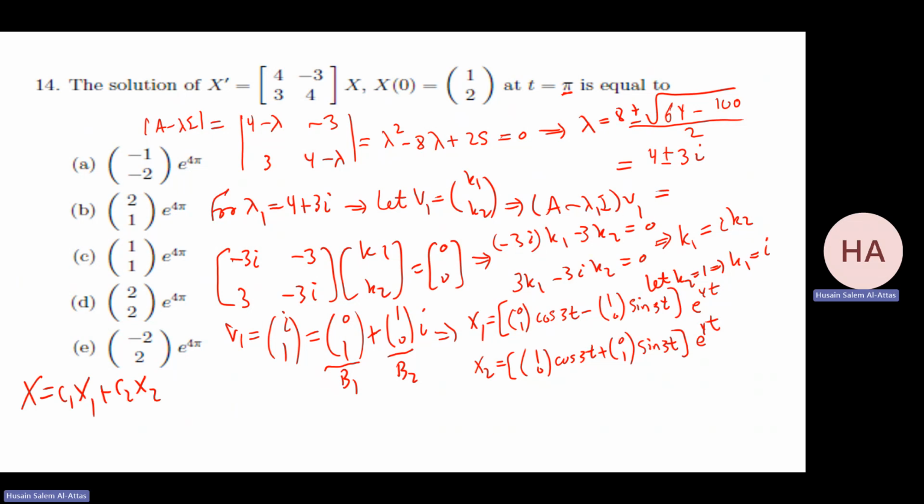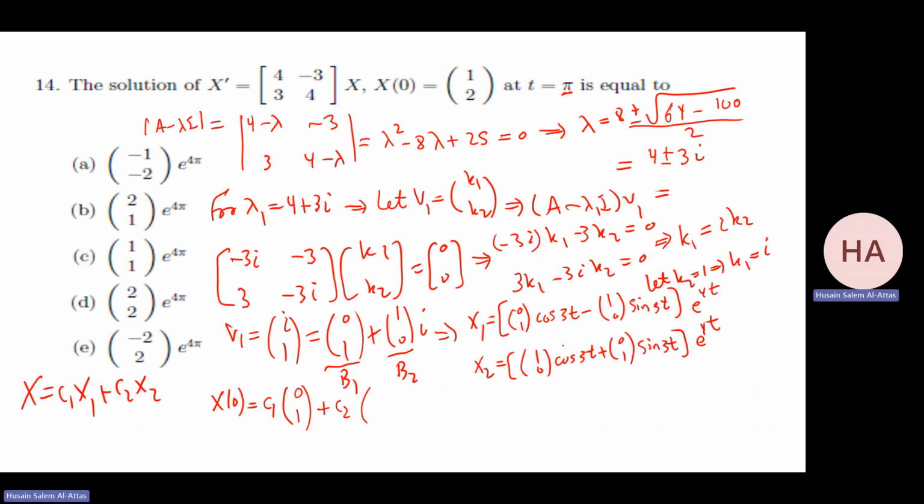Okay, now I need it at 0, so what is X at 0? Let me do it in steps. C1, now substitute 0 here: cosine 0 is 1, sine 0 is 0, gone, and e to the power 0 is 1. I need to find C1 and C2. So I have X1 at 0: cosine 0 is 1, and e to the power 0 is 1. That's what I have.